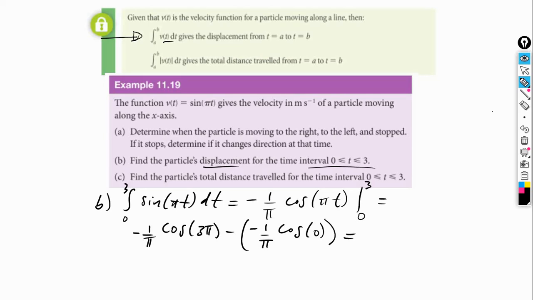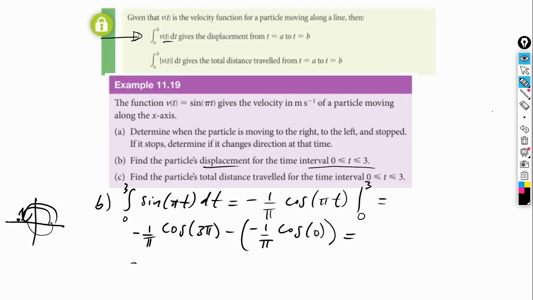So if we do the math here, what's cosine of 3 pi? Remember that if we go pi, 2 pi, 3 pi, cosine of pi is the same as cosine of 3 pi, and here it's -1.